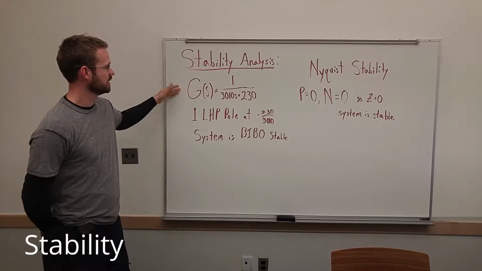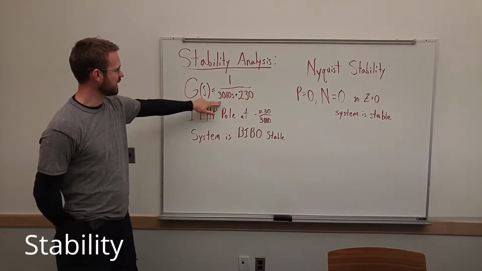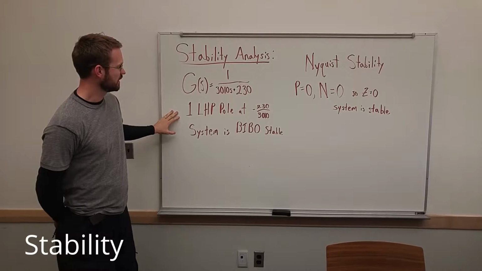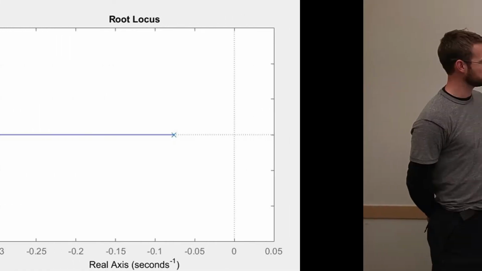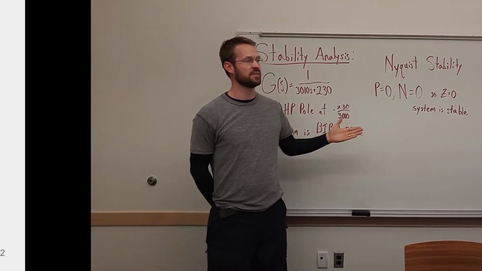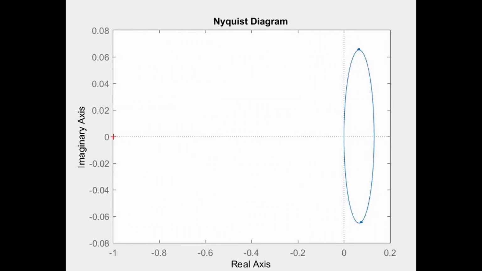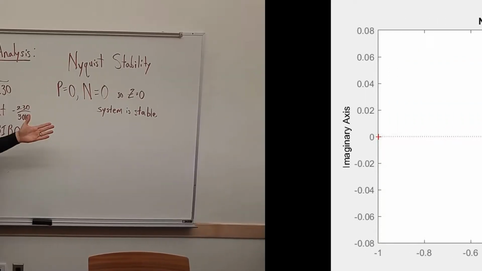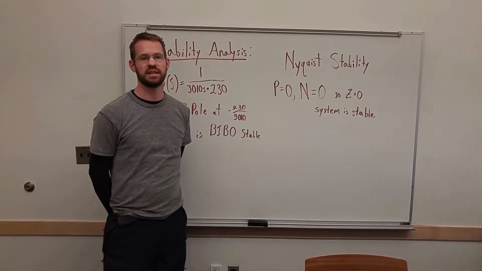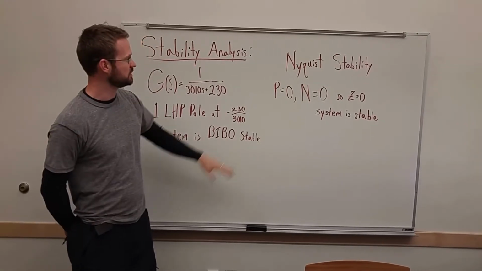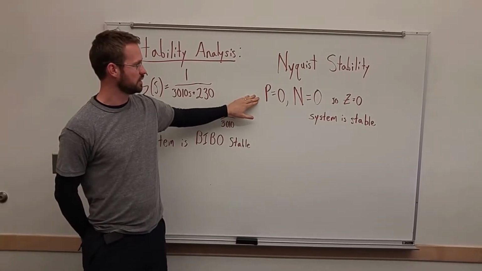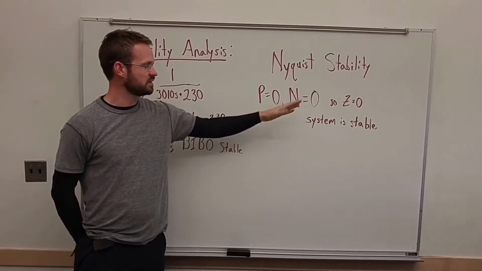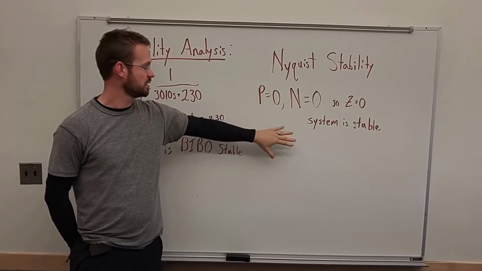So as you can see with our stability analysis, this is our transfer function. And as far as stability, you can see that we have one left-hand pole and no right-hand poles. The system is BIBO stable. And looking at the Nyquist plot, you can see that there's no encirclement of -1 + j0. That means N is 0, and because there's only one left-hand pole, P is 0. Z is P plus N, that's 0, so we do have a stable system.